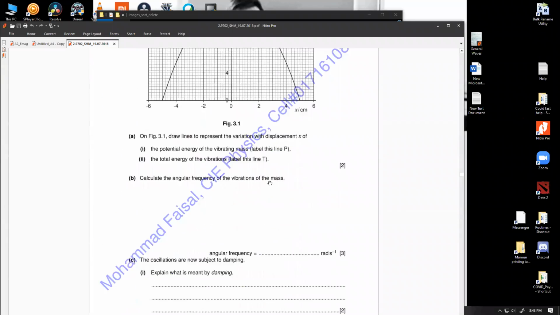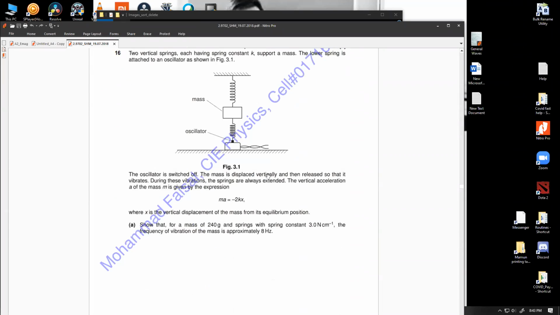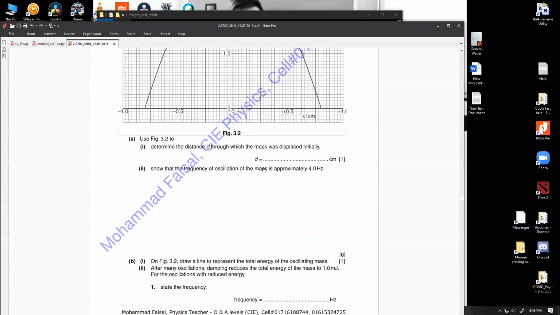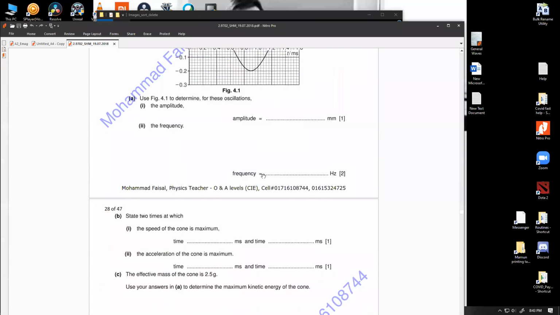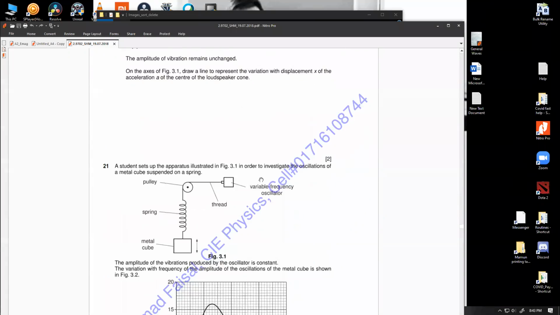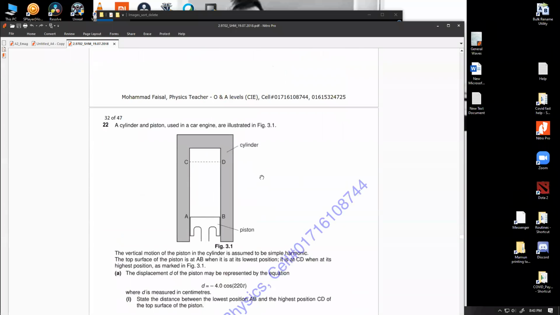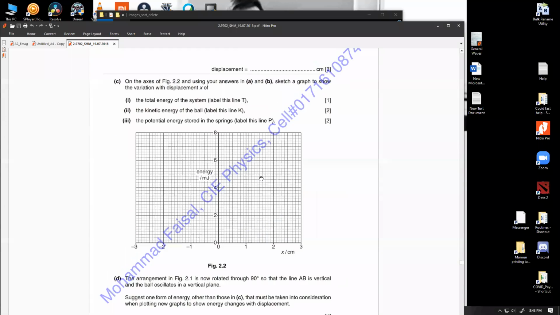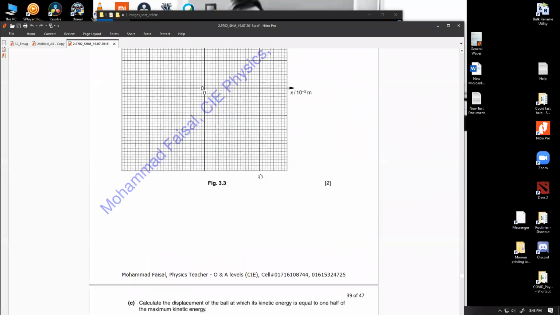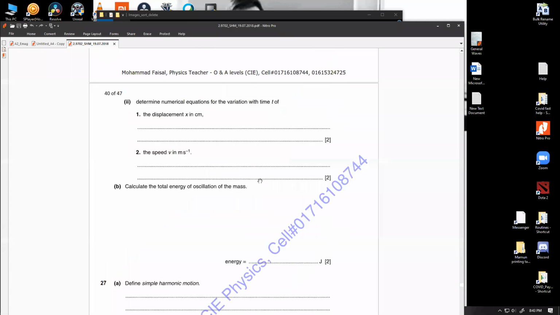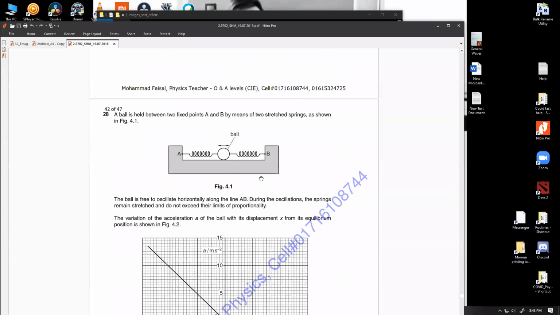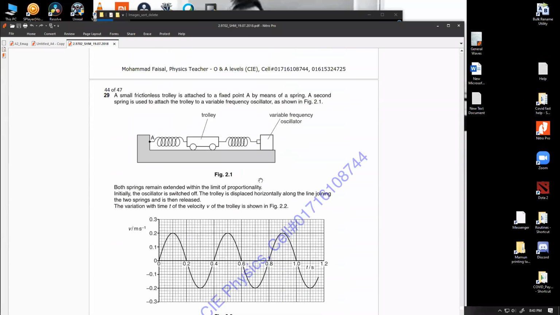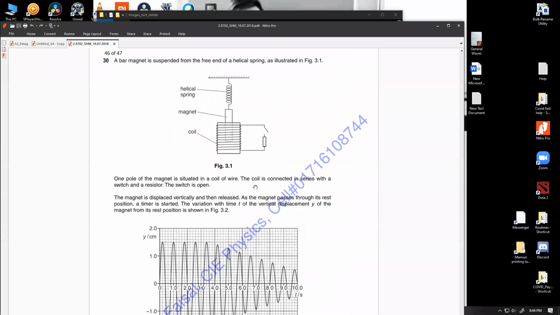Let's see if we have anything else that is relevant for that eddy current thingy. Maybe there isn't. No, there is one. This is the other one.